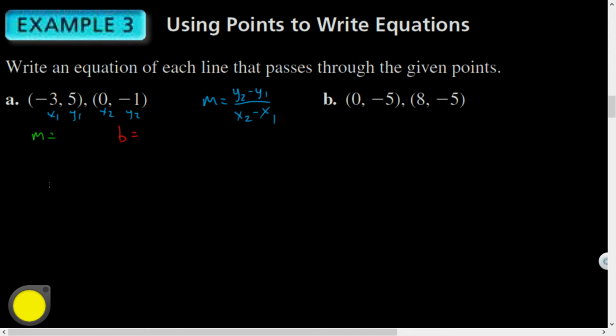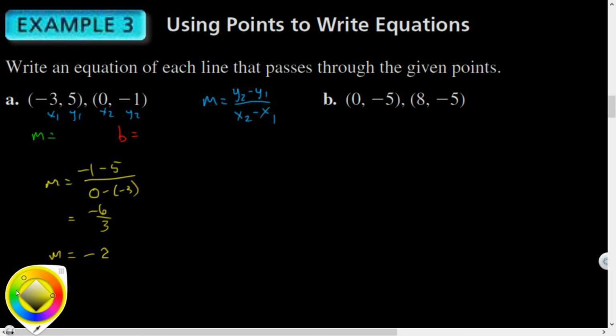All right, so m is going to equal -1 minus 5 over 0 minus -3. So that's becoming more negative, so that's -6. And 0 minus a -3 becomes +3. And what does that reduce to? 6 divided by 3 is 2, and it's negative. So I just found my slope. m equals -2. Now, does anyone see the b here? This problem, they gave you a better clue than you could have gotten.